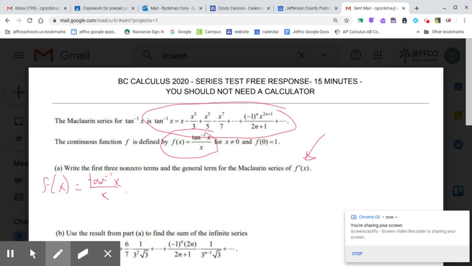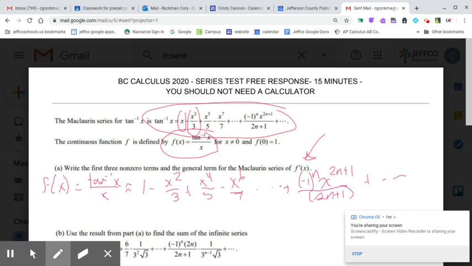All right, so f of x, which is the function inverse tangent of x over x, could be modeled by, now let's take this series and divide out an x. So we'd get 1 minus x squared over 3 plus x to the 4th over 5 minus x to the 6th over 7, and negative 1 to the n, x to the 2n plus 1 over 2n plus 1. And it keeps going after that.